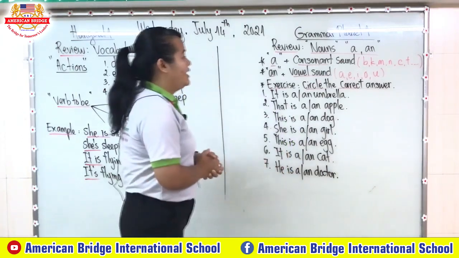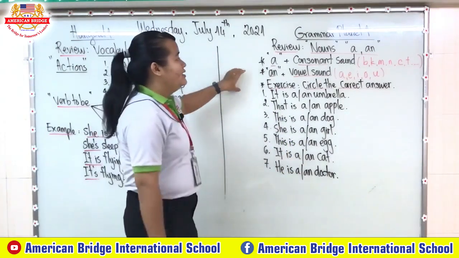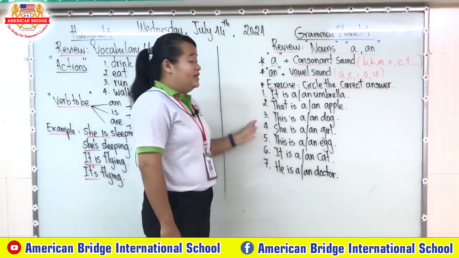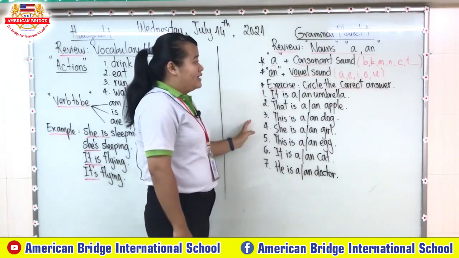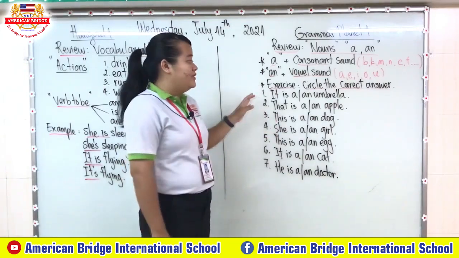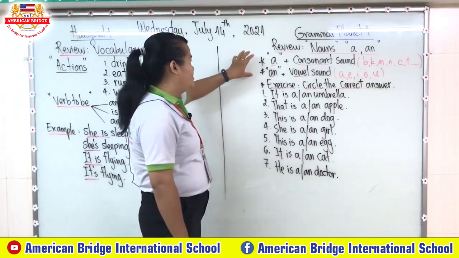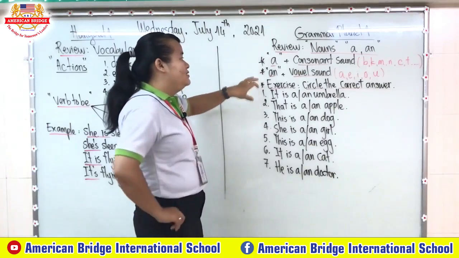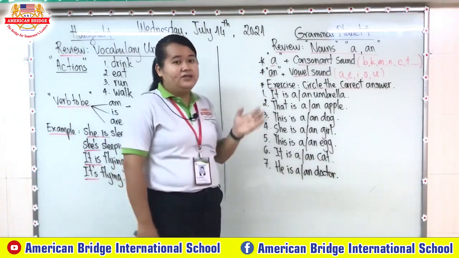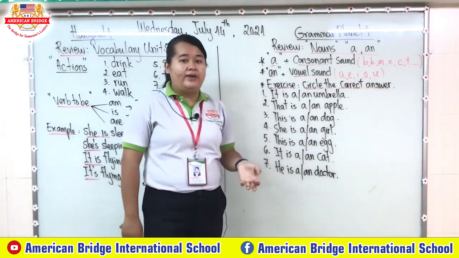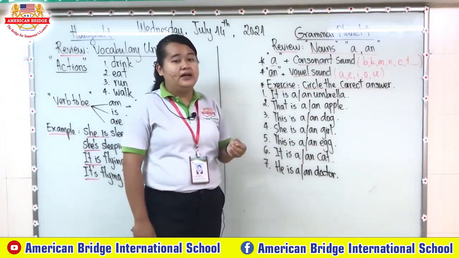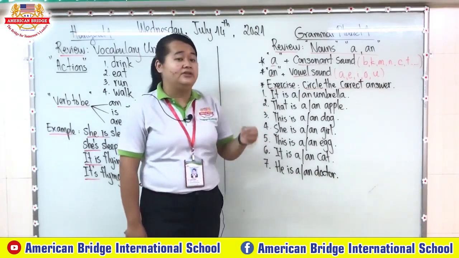So now let's look at our whiteboard here, everyone. As you can see, here is the exercise where you need to circle the correct answer. But before you do this, you need to know first how to use a and an, right? Teacher knows that you can use it correctly, right? Okay, so right now teacher wants you to remember again how to use it.